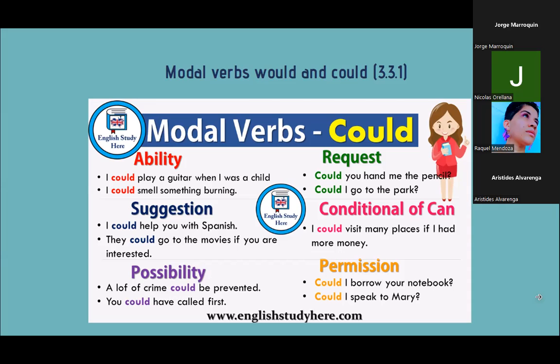Could I go to the bathroom? Yeah, could I go to the bathroom? In that case, you can say could or can, right? Could, but could is more for a formal permission. Okay, do you have questions about the use of could?